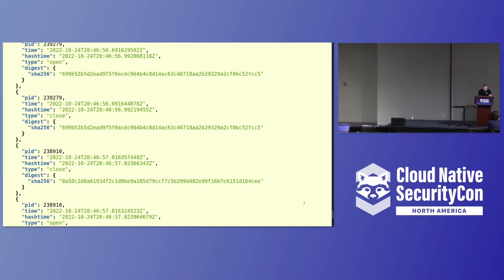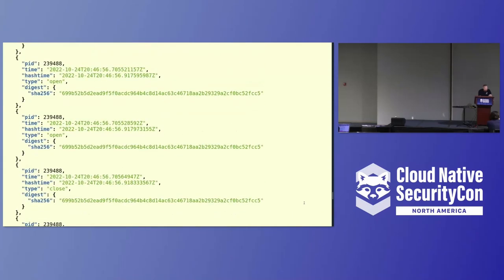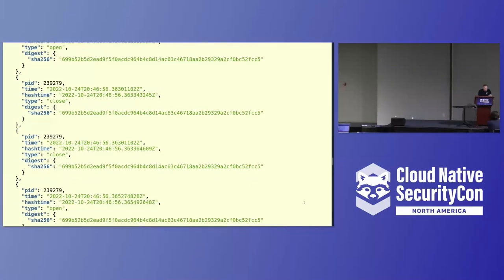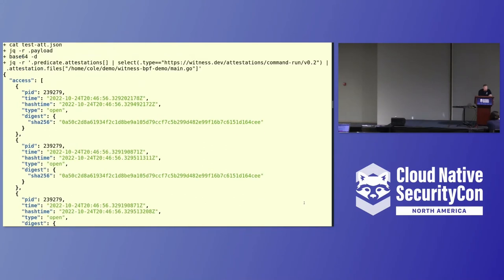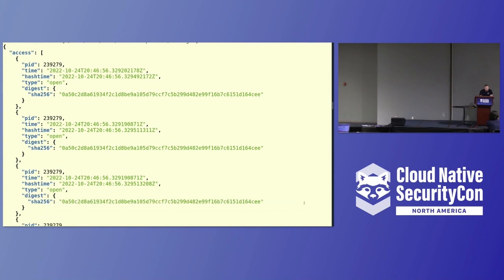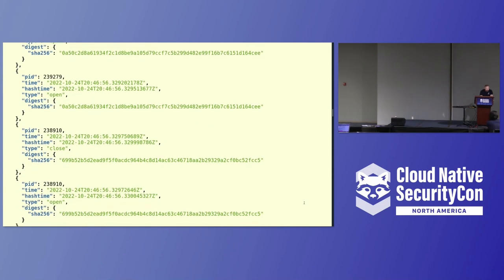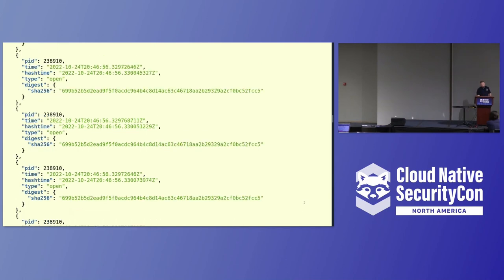So what we're looking for is file hashes. The file hash we started out with starts with 0A, zero alpha. Go down, and look at that, it changed. Process 238910 changed that file hash from 0 alpha to a 69. That's probably not good. That's our main.go, and nothing should change that file. So we know from this trace that this build has been tampered with, and we should probably do some alerting and mitigation.